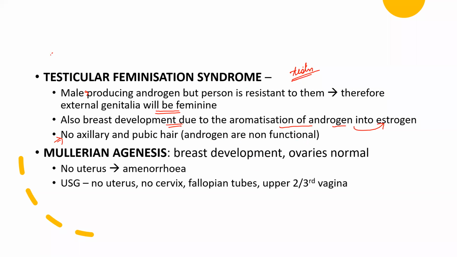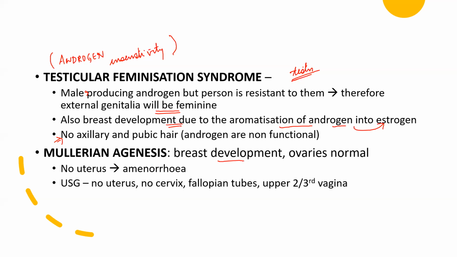So with regards to that, one more thing which I would like to say is that another name for testicular feminization syndrome is androgen insensitivity syndrome. Androgen insensitivity syndrome. Very important thing. Now, next one is talking about Mullerian agenesis.